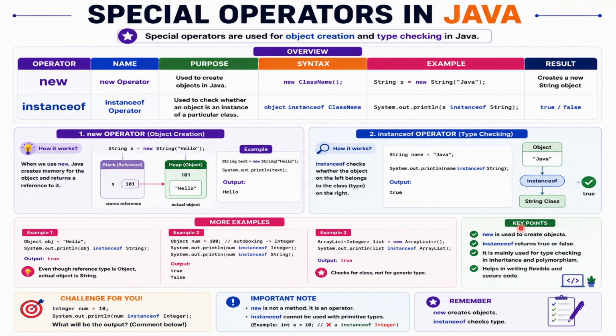Now let's see some of the key points. New is used to create objects. Instanceof returns a true or false value. It is mainly used for type checking, in inheritance and polymorphism. It helps in writing flexible and secure code. The important note is that new is not a method, it is just an operator. And remember this, instanceof cannot be used with primitive types. We are going to see this also in the practical session. So remember, new creates objects and instanceof checks type.